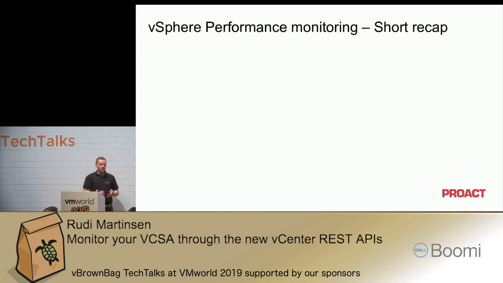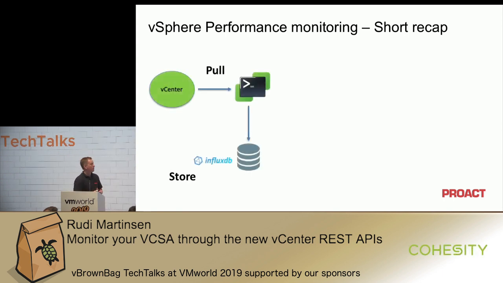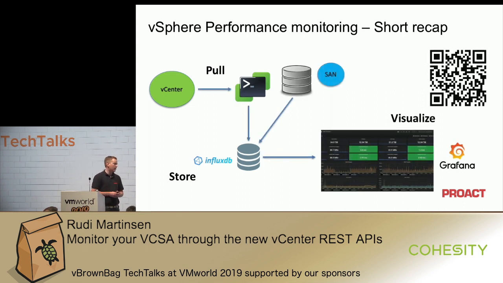So just to have a short recap of what I did last year. In my solution, I had some PowerShell scripts pulling data from vCenter and storing them in a time series database, InfluxDB, and then visualizing them in Grafana. So both Influx and Grafana are open source tools, which are very easy to get started with, configure and set up. And I did a whole lot of blog posts around that, so the QR code links to that.